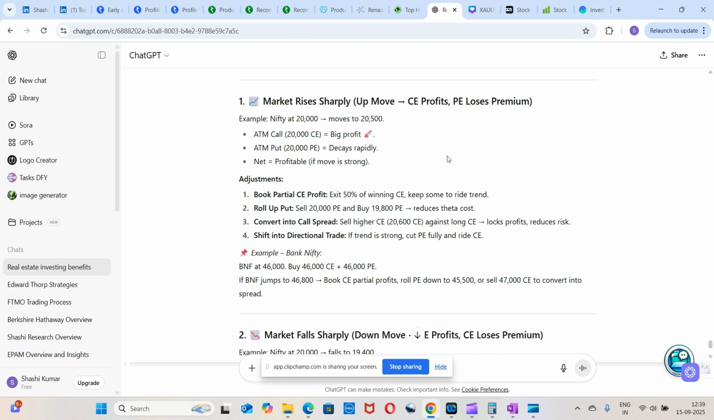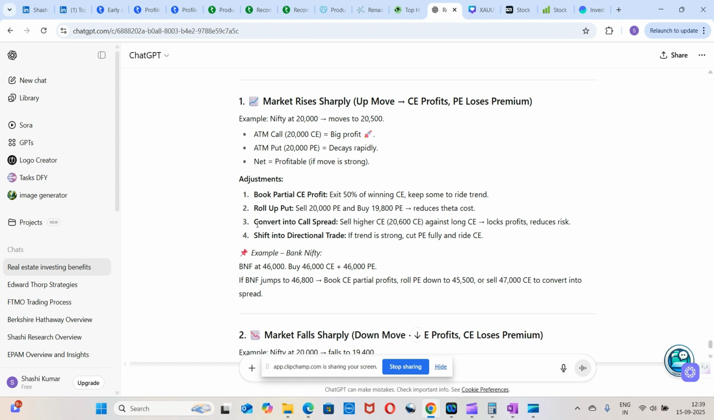Or if you want to trail the profits, book some 8 lots out of 10 lots, and let the 2 lots run, ride the trend, and remove the put. That's the best thing you could do. Yeah, if you assume that the market is going to revert back, then you can roll up the put also to reduce the theta cost.